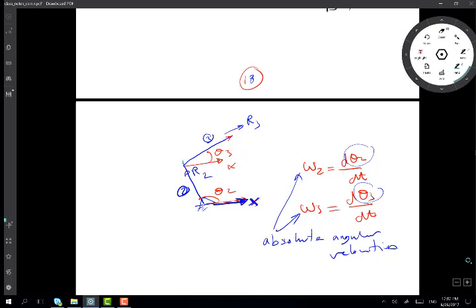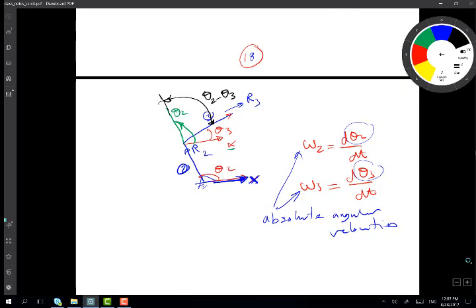Let's say I extend link 2 a bit like that, so this angle here, from the same x-axis still, is my theta 2, and now I have a difference here between link 2 and link 3, which is theta 2 minus theta 3, right? So that's the difference, theta 2 minus theta 3. What does this represent?